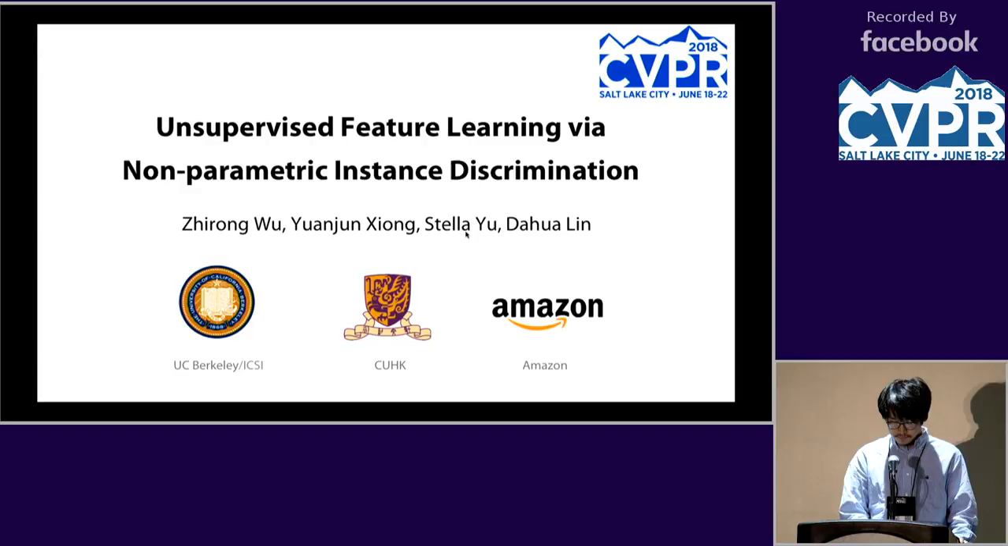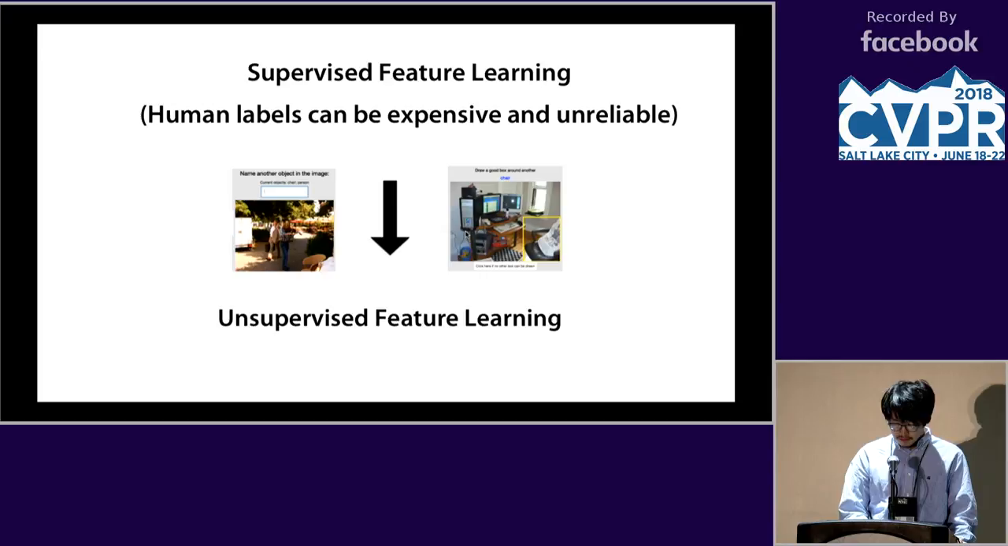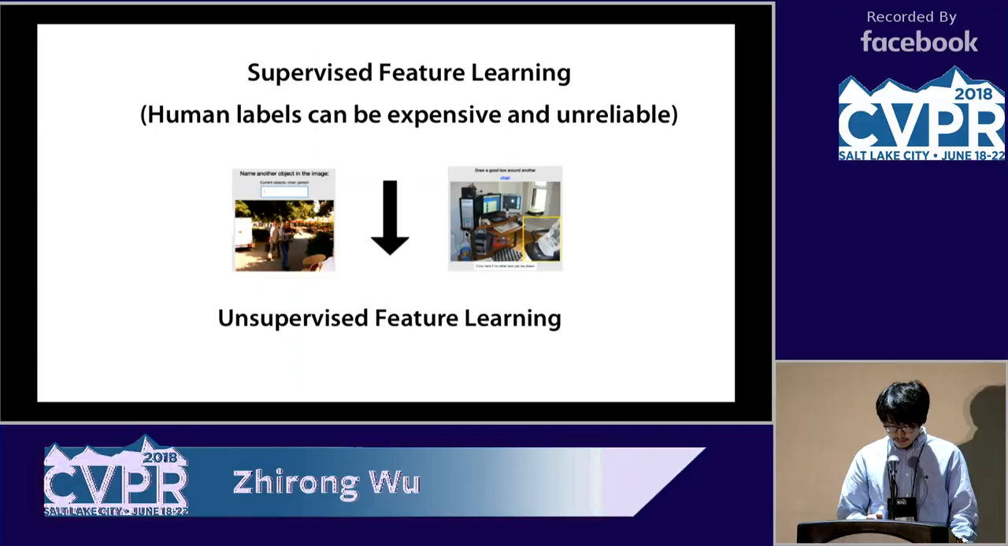Hi, I'm Jeroen. I would like to present our paper on unsupervised feature learning. Supervised feature learning has made tremendous progress by learning from big visual data. However, collecting human labels and human annotations can be very expensive and sometimes even unreliable.